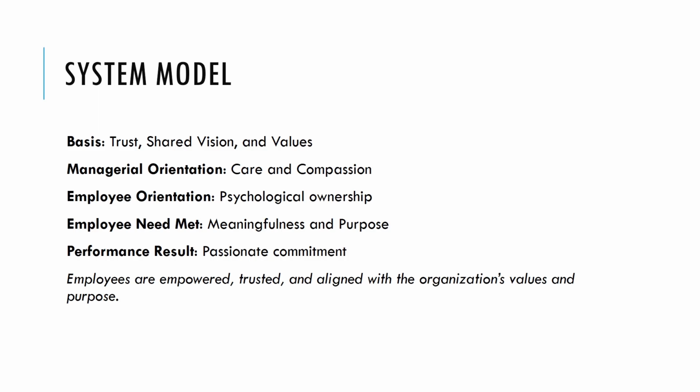Coming to the system model, this model is based on trust, shared vision as well as values amongst the employees. Here the managerial orientation is based on care and compassion. This is again a very good model which considers the organization as a system, because all the activities of an organization are interrelated. So, if our employees are taken up by care and compassion, then the management would be able to get the best of them.